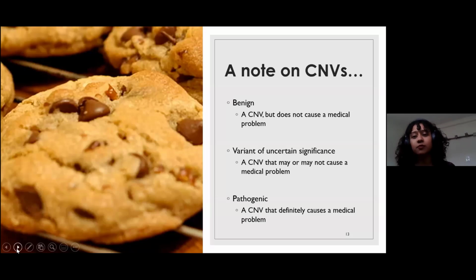And you can also have what's called a pathogenic change, and that's a CNV that definitely causes a medical problem. It's very obvious from looking at the change that this is going to cause a problem, or we've seen it in other people who have medical issues, so we know it all fits together. That's like if you were taking a recipe for a sweet cookie and you change sugar into salt. It's really obvious just looking at the recipe that that's not going to work very well. And so that's what we call pathogenic changes.